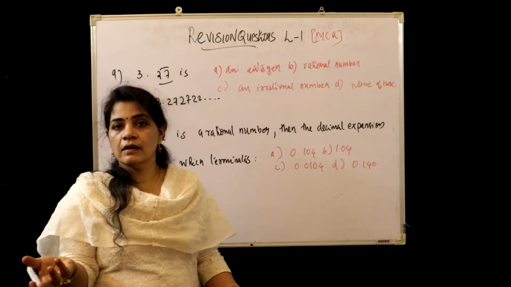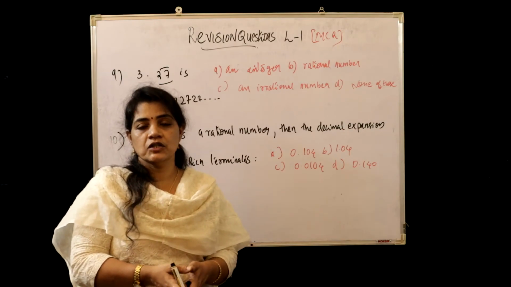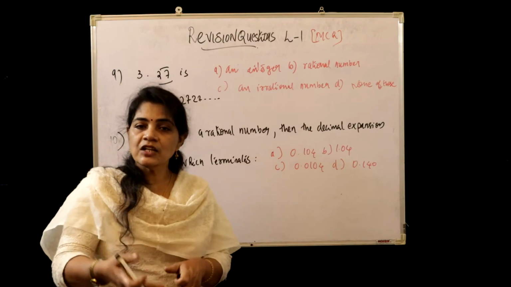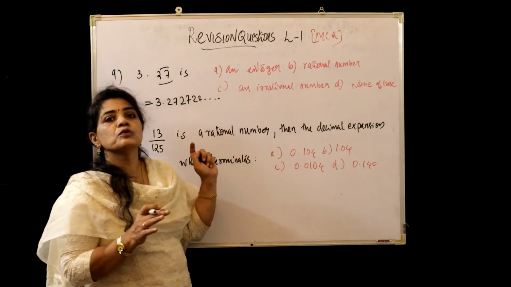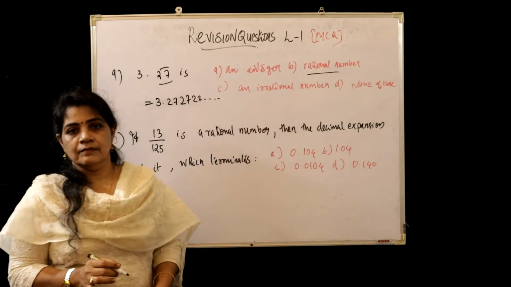For a rational number. Okay, so the rational number has two types of decimal expansion. Either it terminates, that means remainder will be 0. The second choice is non-terminating, repeating. So this 3.27 bar is a rational number, second option.